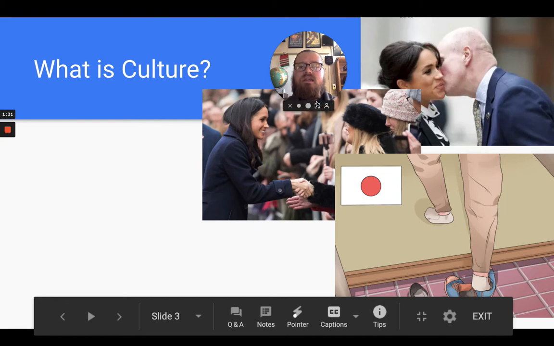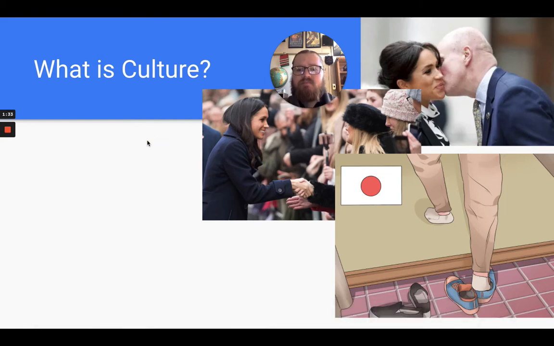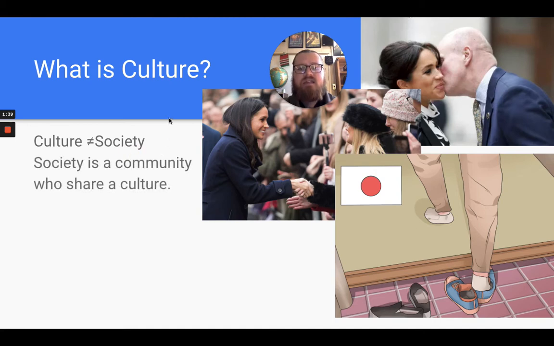So first, what is culture? Culture is not the same as society. A society is a group of people. It is the community that shares a culture, right? They are united by a common culture. So culture is a part of society, but society is the people, and as we will see, culture is what they share. So we need to understand what is that culture.